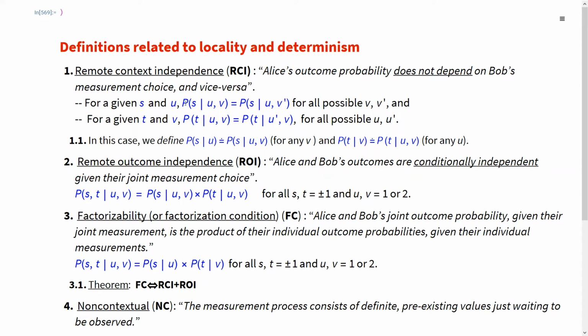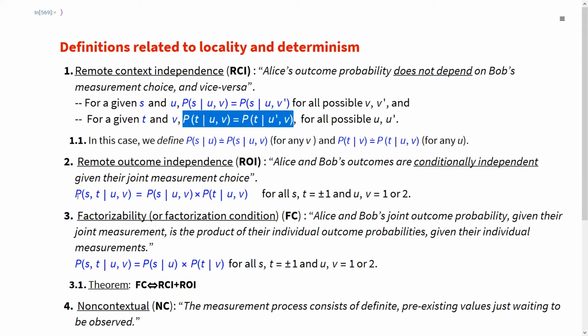Remote context independence means Alice's measurement does not depend upon what Bob's measurement choice is. His can be any of his V or V prime, it doesn't matter. Alice gets the same probability for hers and the same for Bob. In other words, Alice's outcome doesn't depend on Bob's measurement and vice versa.